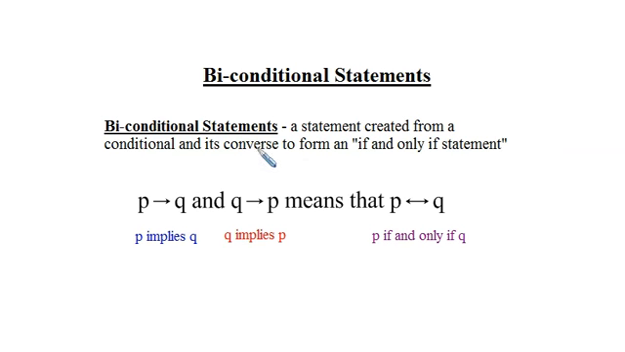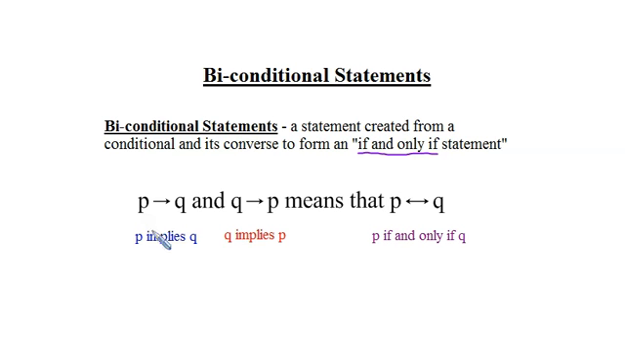You see these in the first part of learning about geometry. A biconditional statement is a statement created from a conditional and its converse to form an if and only if statement. And that information right there is going to be really important as we start writing biconditional statements. We typically see these from definitions.